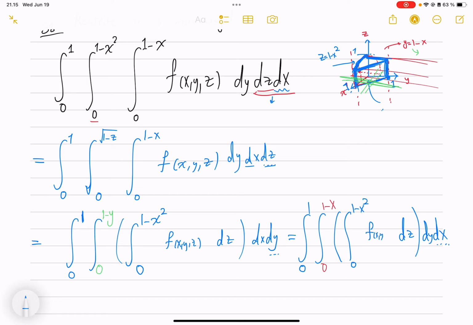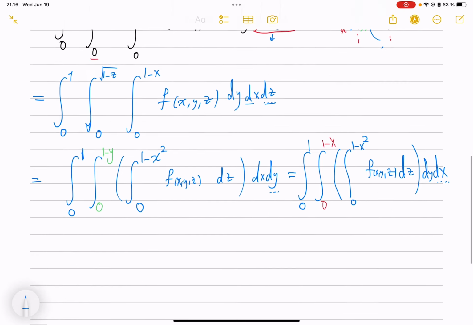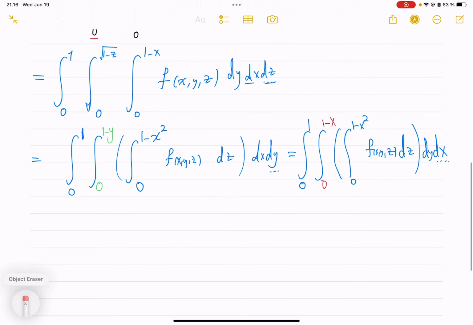F of x, y, z. The reason we don't see any y in these upper borders is because the formula z equals 1 minus x squared is a cylinder and actually doesn't depend on y. So if this depended on y, definitely we would see some dependence there as well. Because this is exactly what that formula is we plug in. If it had y, we would also use that.